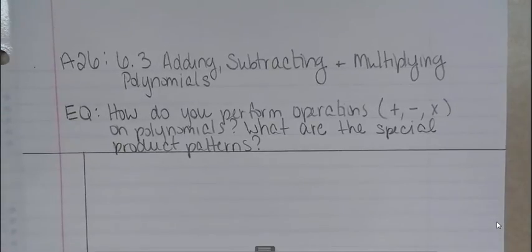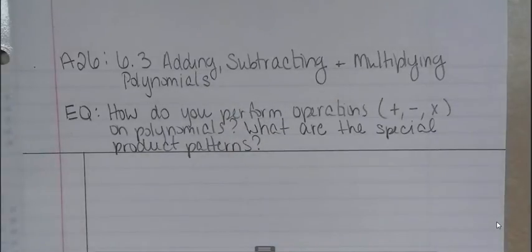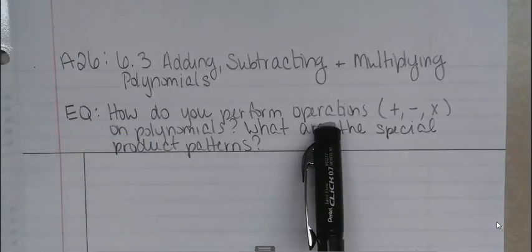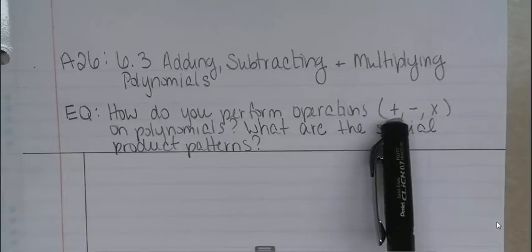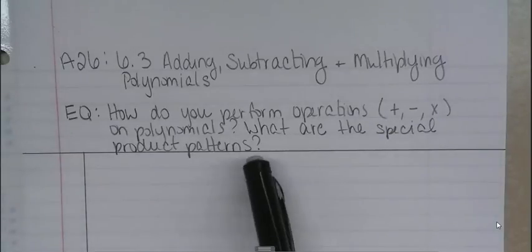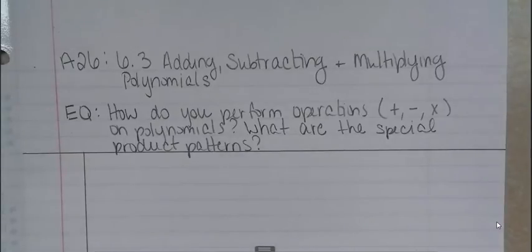Assignment 26, we're moving on to 6.3. We're going to talk about adding, subtracting, and multiplying polynomials, and then also some special product patterns. So in your essential question, I said, how do you perform operations? Everything except for division, so addition, subtraction, multiplication on polynomials, and then also what are the special product patterns? And you've already been introduced to some of these, but we'll review them, and we'll also look at some new ones.